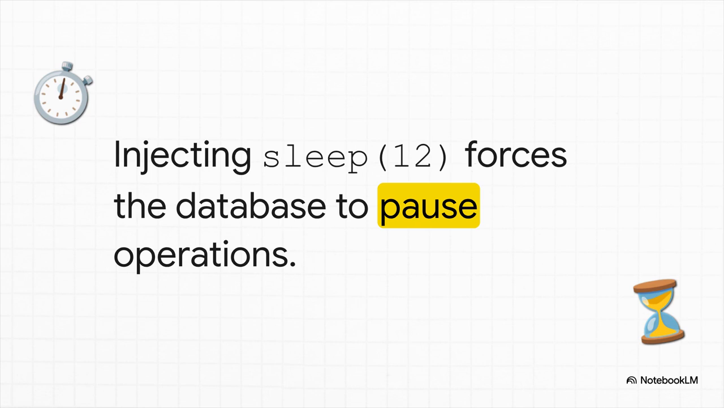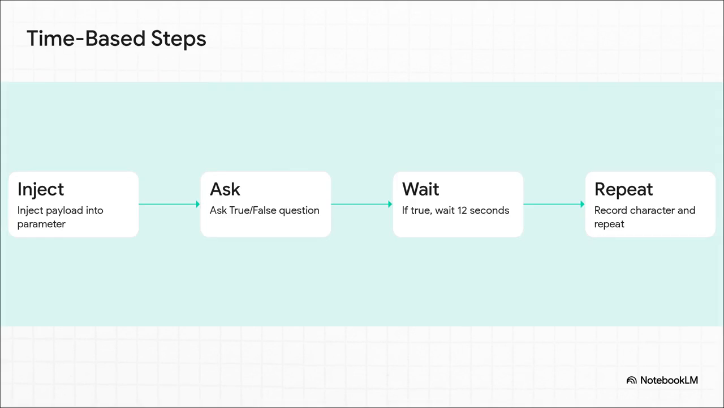Why? Because the database evaluated the sleep 12 command and literally paused its operations for 12 seconds before returning a result. This confirmed a massive vulnerability. To prove the impact without seeing any data on screen, Tsai wrote an automated Python script. The script would ask the database, is the first letter of the database username an A?